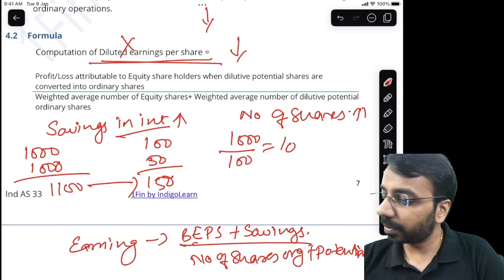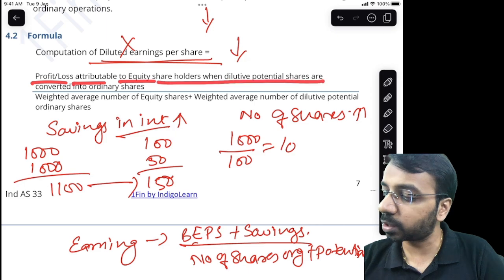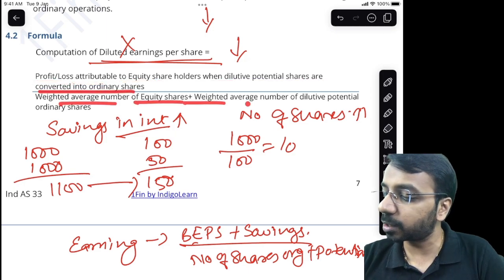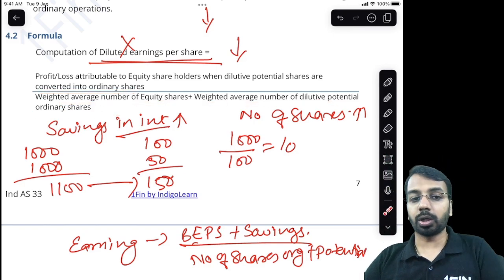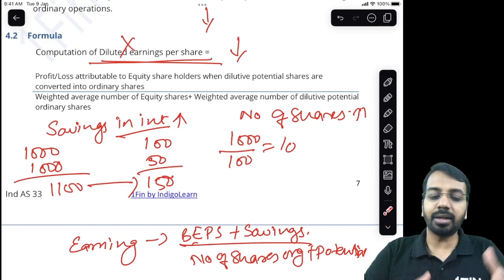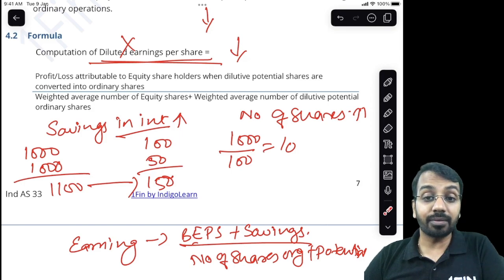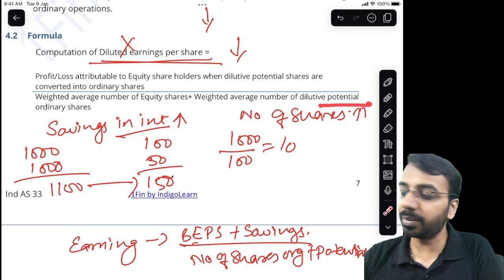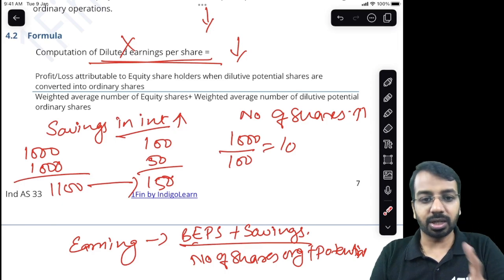So the way you will calculate is the profit or loss attributable to equity shareholders when potential shares are converted, and weighted average number of equity shares plus weighted average number of dilutive potential equity or ordinary shares. So the way we calculated basic EPS, using the same principle, we will calculate weighted average number of dilutive potential ordinary shares. Potential means they will become shares in the future. They are not shares now, they will become shares in the future.